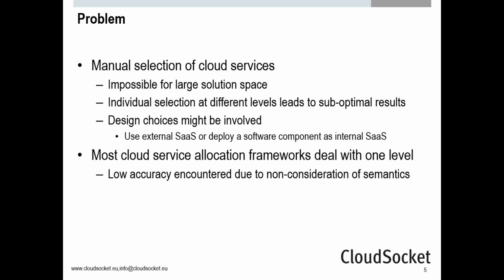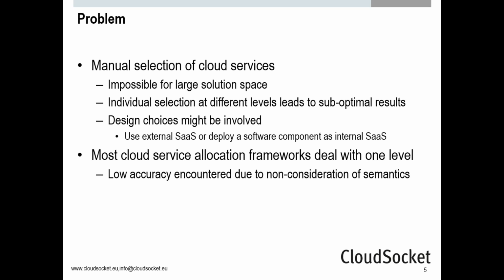Apart from this, you can have some particular design choices which can be involved. For example, for a particular service task, there can be two options. You can either use an external SaaS in order to realize its functionality, or you can deploy a software component as an internal SaaS in order to realize this task functionality, and that component will need to be deployed in a particular IaaS service.